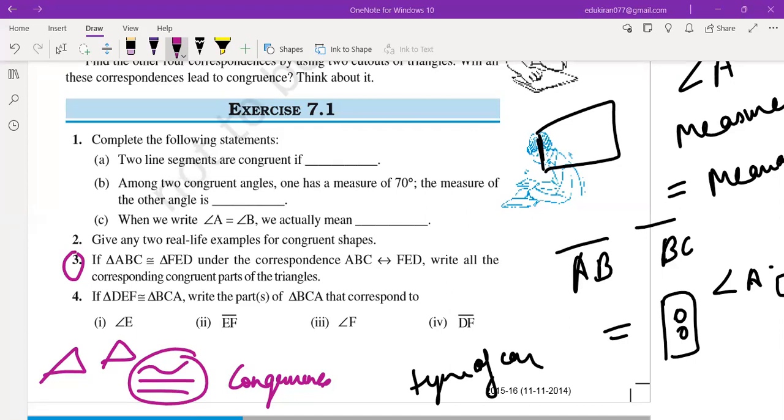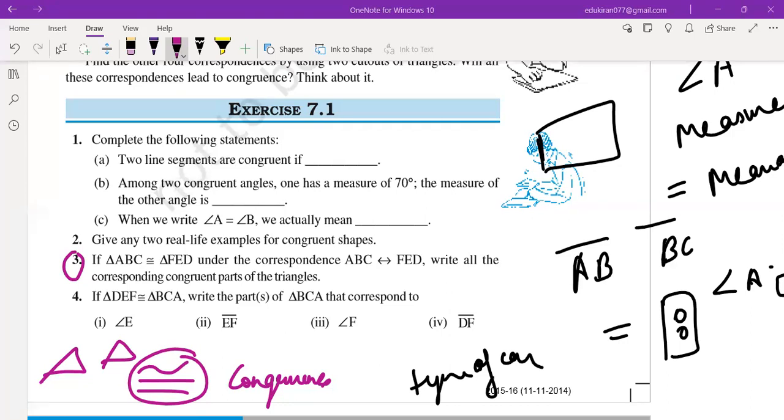Okay, so tell me the corresponding parts. Ma'am, AB is equal to FE, AC is equal to FD, and BC is equal to ED. And about angles? Angle ABC is equal to angle FED. Angle A is equal to angle F, angle B is equal to angle E, and angle C is equal to angle D.